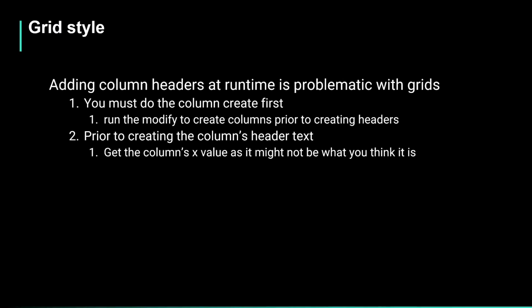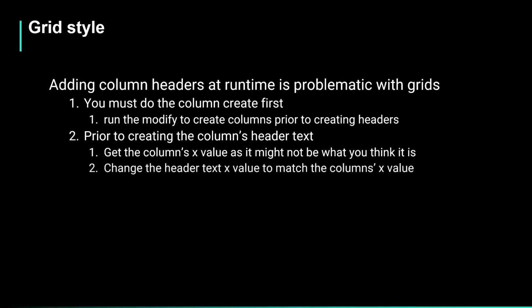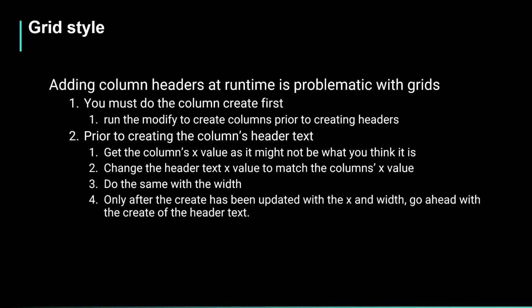So when you create the column, if you have a column X value of 100, it may end up being 95 or 202. When it's a grid, it just changes to whatever it needs to be. So when you go to create the column header text, it may not be where you think it is. So you just change the header text value to match the column's X value. I don't think you need to, but we do the same thing with the width, so you might as well make the width the same as well. So again, do the header text last.